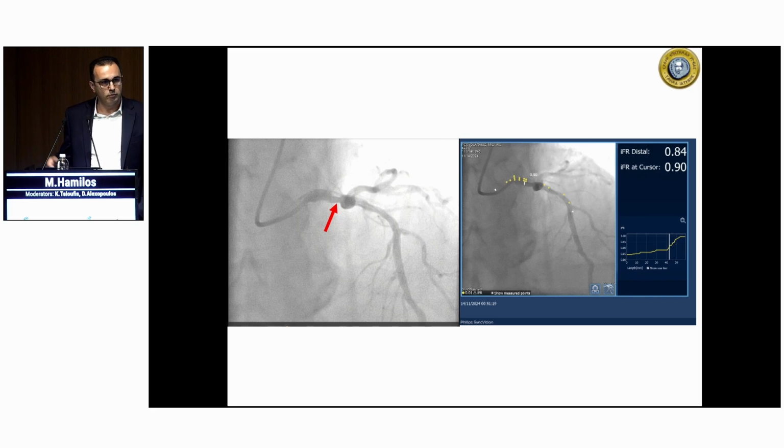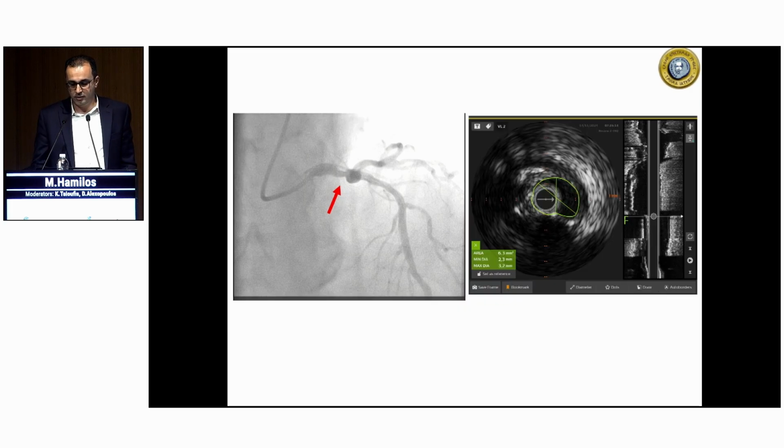So we decided to go on with PCI of the left main. Of course, when you do PCI of the left main, you have to use imaging. Otherwise, it's not a good option. So we did an IVUS to see the left main, and by doing the IVUS, we thought, okay, let's also measure the MLA of this tight left main lesion.